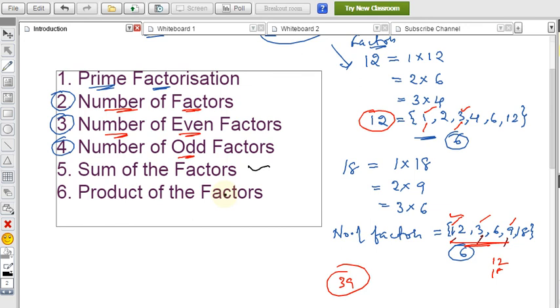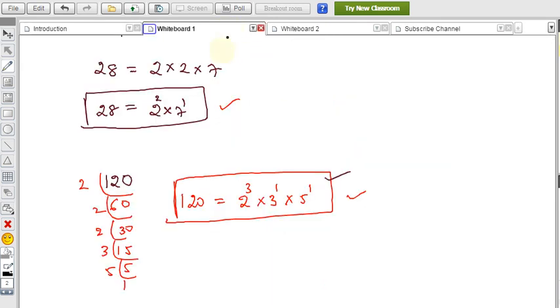Okay, next. Product of the factors. So how to do the product of the factors also after multiplying? Without multiplying each and every factor, directly if the number is given, how to find out the product of the factors. Okay, this is also explained in the form of a formula only. We'll take one example, the same as 12. That's 12. Product of the factors.